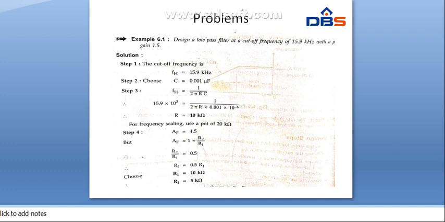Here AF is 1.5, the passband gain is 1.5. We know that AF is 1 plus RF by R1 for the non-inverting amplifier. So RF by R1 equals 0.5, so RF equals 0.5 R1. Choose R1 as 10 kilo ohms. From this we get RF equal to 5 kilo ohms. So that is the design of the low pass filter. Substitute all these values in the circuit diagram.